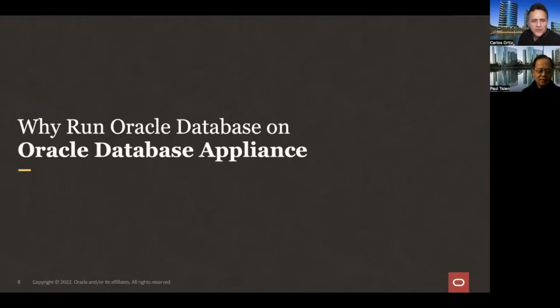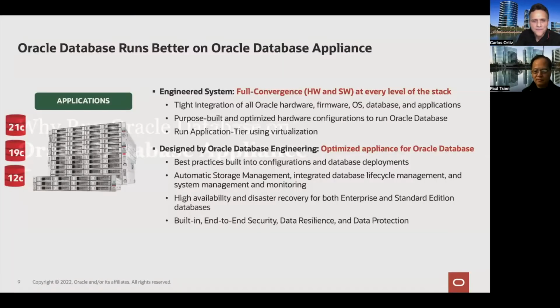So next, we're going to talk about why you should run Oracle database on the Oracle Database Appliance. When we first created the Oracle Database Appliance, our main goal was to deliver a system that could run the Oracle database better than any competitive system in the small and medium-sized market. Oracle Database Appliance, as an Oracle Engineered System, provides a tighter integration for all the hardware and the software components, and it offers an optimized configuration to run your databases. The Oracle Database Appliance also provides virtualization, so you can run applications in the same system.